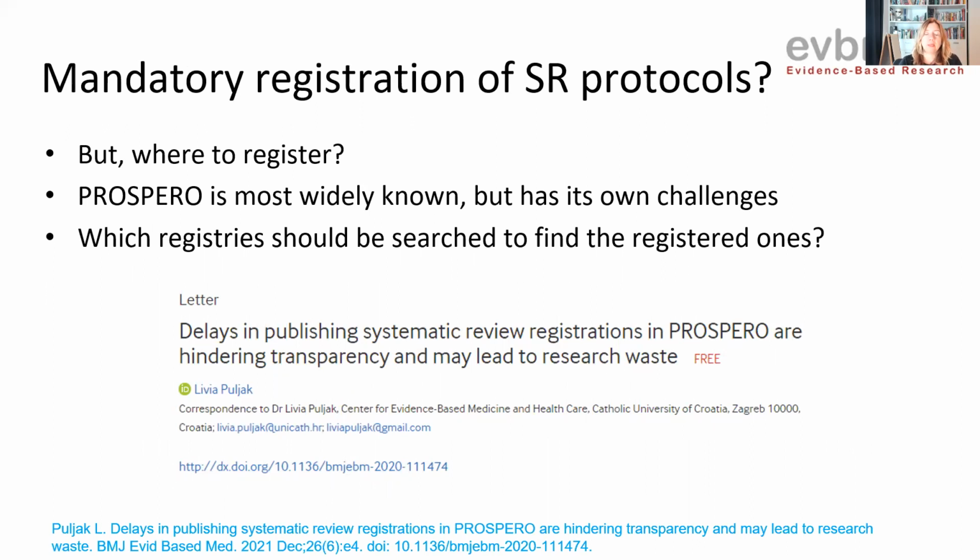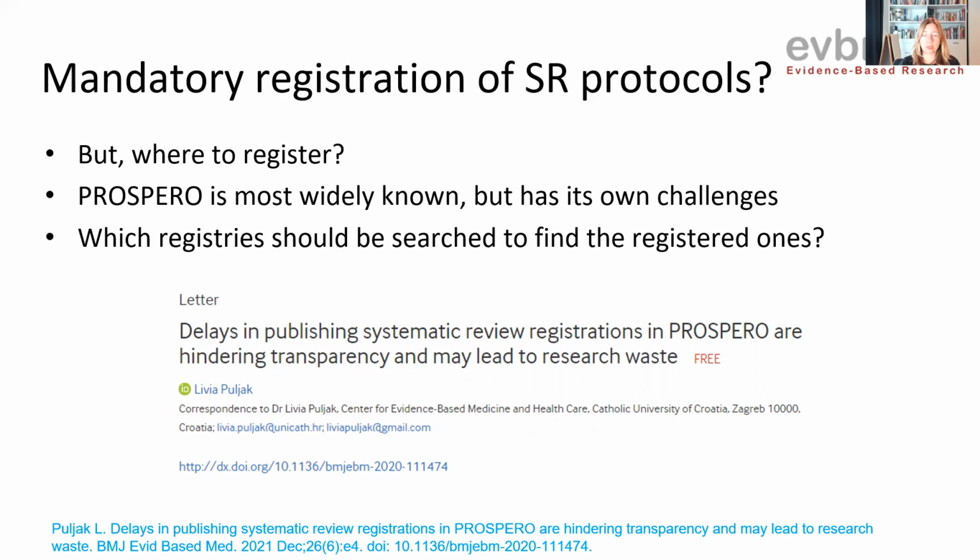For example, mandatory registration of systematic review protocols. If we impose this, and if there is indeed mandatory registration, the next question would be where to register, because there are multiple registries that authors can use. We don't have a single registry. So even if one goes to a registry such as Prospero, maybe this individual searching for registered systematic reviews would not find all the protocols that are available out there.